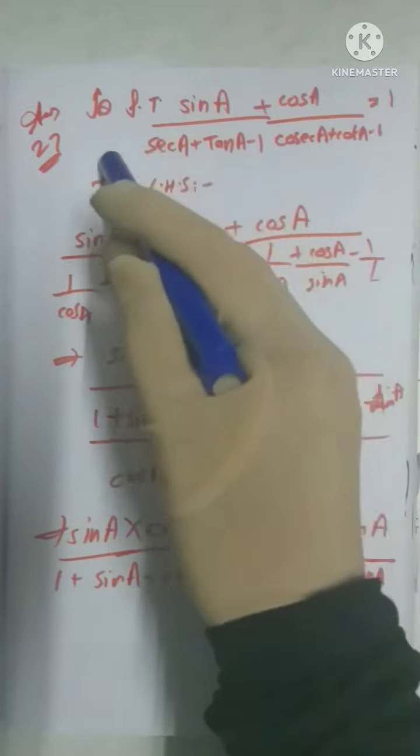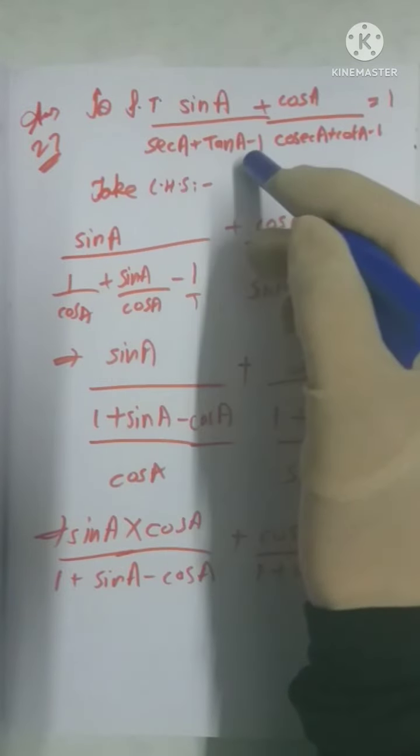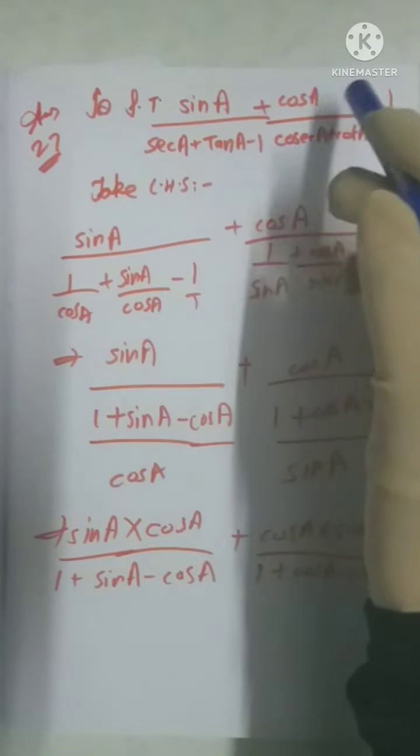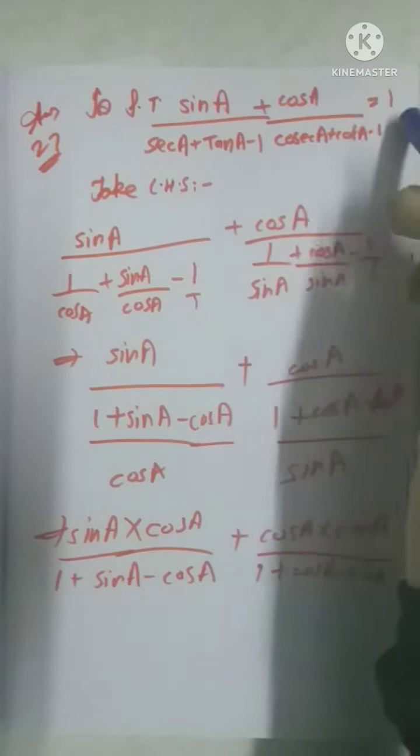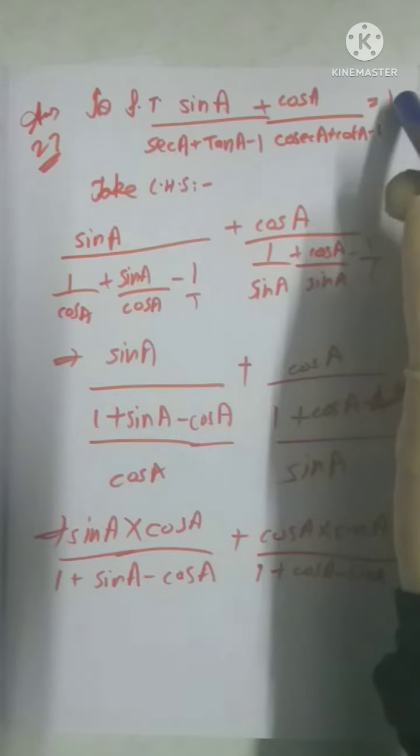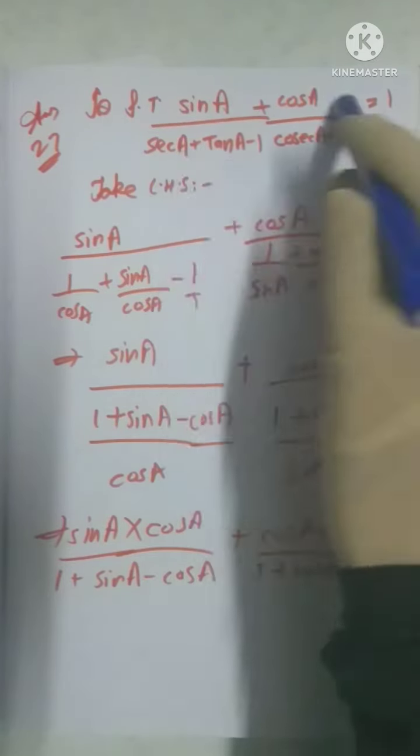So already I had finished till this step, but still I'll explain. Answer 27, we had to show that sin A by secant A plus tan A minus 1, plus cos A by cosecant A plus cot A minus 1, was equal to 1. So what did we do? We had to prove this LHS is equal to 1. The final answer which we should get is 1. So take the LHS. LHS means left hand side.